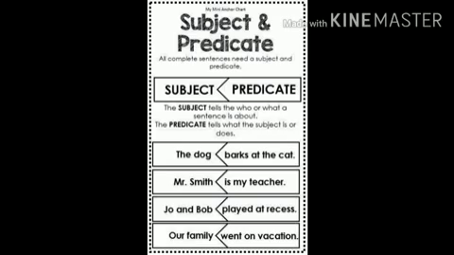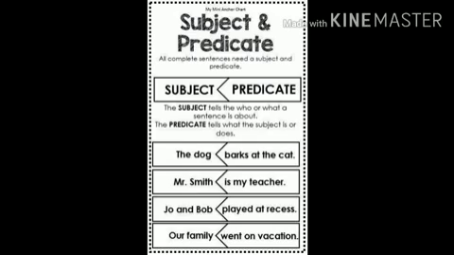To understand subject and predicate in a better way, we need more and more examples. So here more examples are given. First sentence reads, the dog barks at the cat. Here the dog is the subject and barks at the cat is the predicate. Like that, if we read out all the other sentences also, as, Mr. Smith is my teacher.